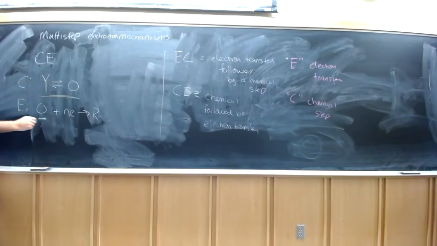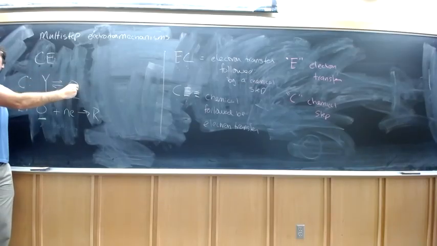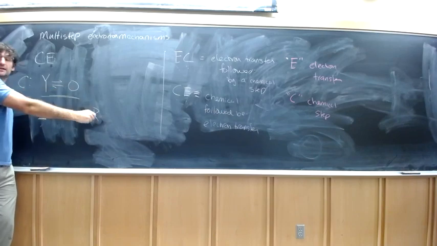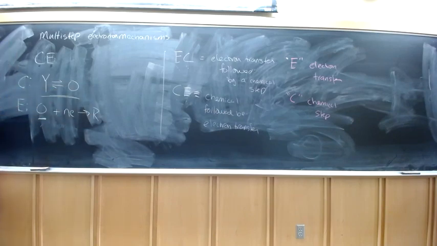For example, imagine Y had to adsorb on the electrode surface before it could react. Then there'd be some pre-equilibrium governing how much of the Y is actually adsorbed on the electrode surface where it can do the electron transfer. So that would be an example of a CE reaction.